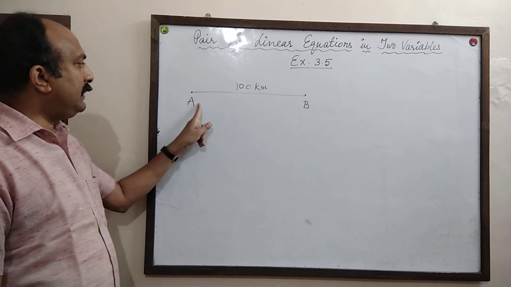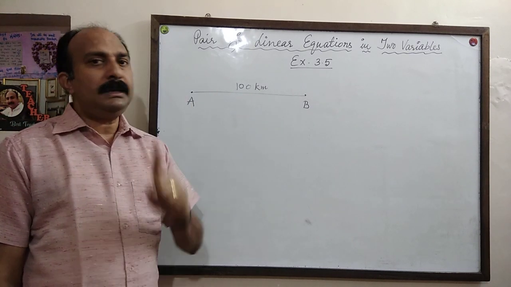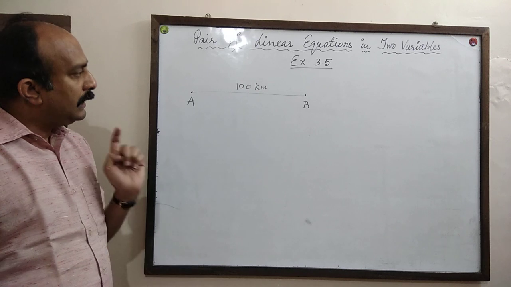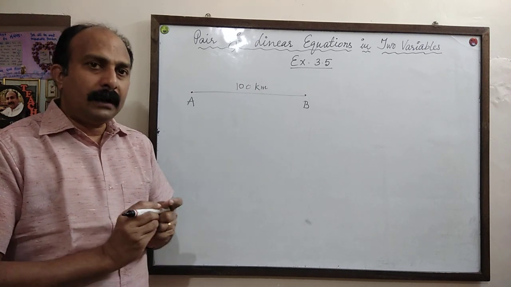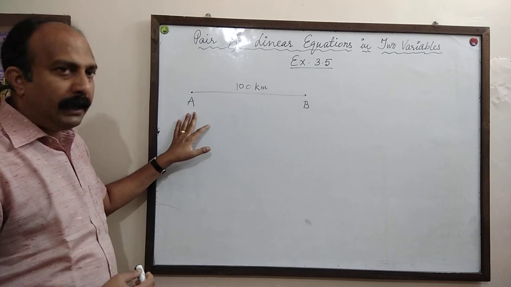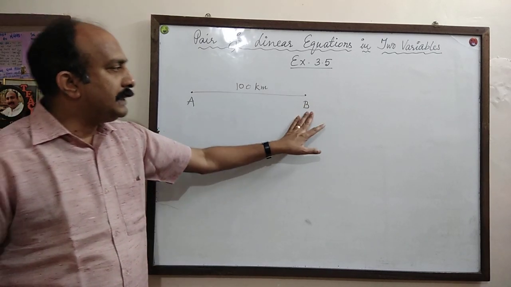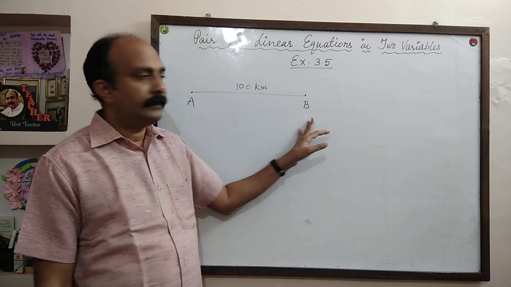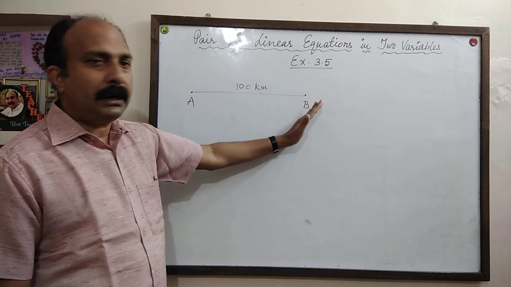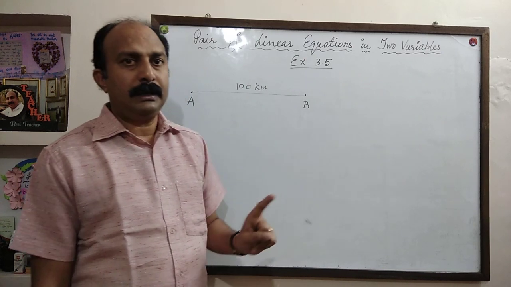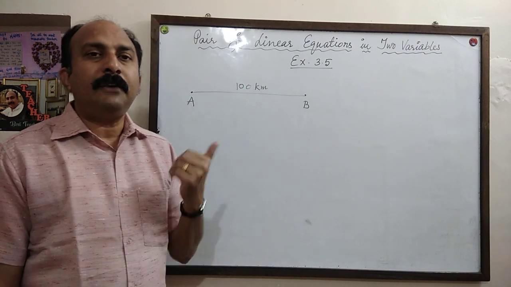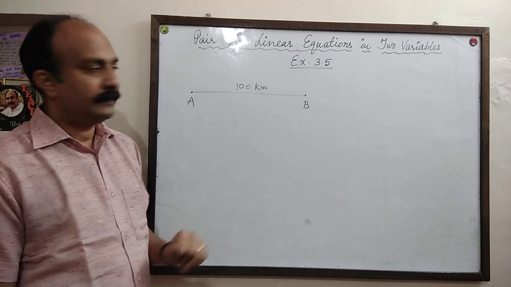The distance between two places A and B is 100 km. Now you are given the first condition. If a car starts from A and another car starts from B, and if both the cars travel in the same direction, then they will meet after 5 hours.